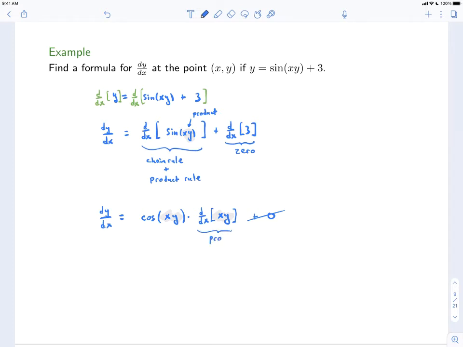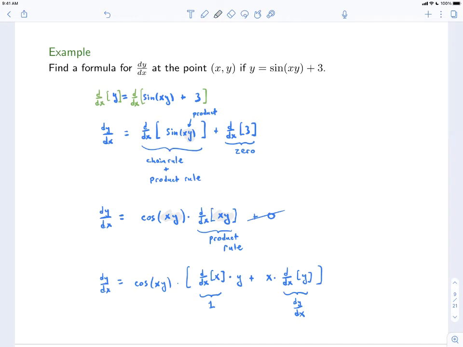But what about this term right here? This is a product, so we need to use the product rule. So we have that dy/dx is equal to cosine of x times y times, and now it's the derivative with respect to x of x, the derivative of the first, times the second, plus the first times the derivative of the second. Our first derivative here is the derivative of x with respect to x, which is 1. And our second derivative is the derivative of y with respect to x. Well, we don't know what that is, so we just write dy/dx. In fact, that's the thing that we're trying to identify.